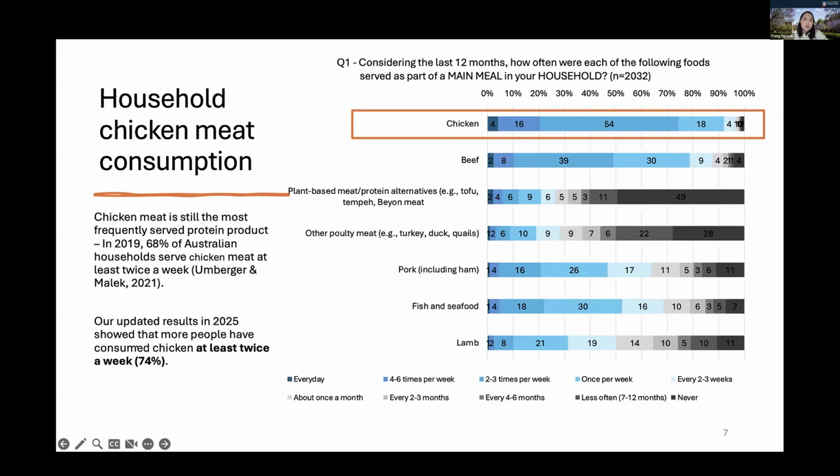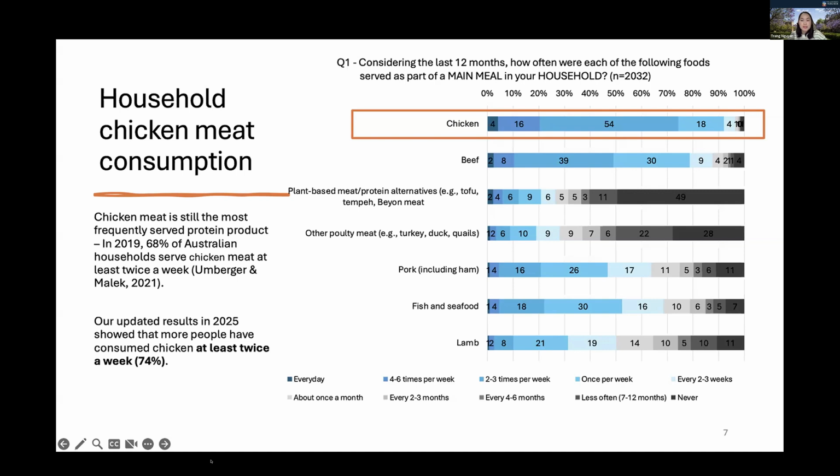Hi everyone. So I'll give you a snapshot of preliminary results of this survey. Not everything, just a snapshot. Firstly, we would like to see if chicken meat is still the most popular meat consumed in Australia. So we asked respondents, considering the last 12 months, how often were each of the following foods served as part of the main meal in your household. We've got 7 sources of protein: chicken, beef, other poultry, pork, fish and seafood, lamb, and plant-based meat and protein alternatives such as tofu, tempeh, or Beyond Meat.